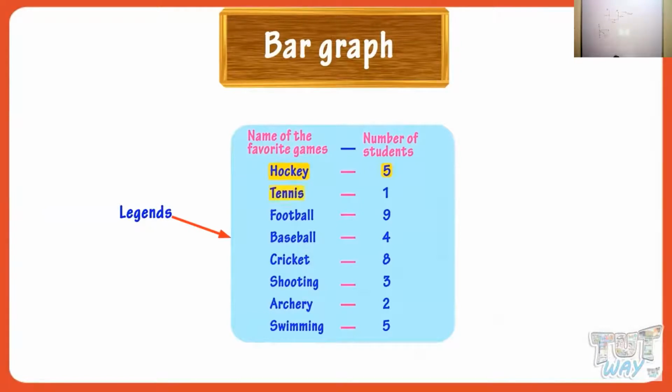Favorite game of 1 student is tennis. Favorite game of 9 students, football, and so on. Now let's see how it can be represented in the form of a bar graph. We have 2 types of information. One is the numeric values given, the number of students. One is textual values, given the names of their favorite games.